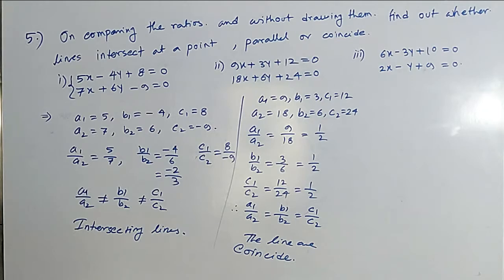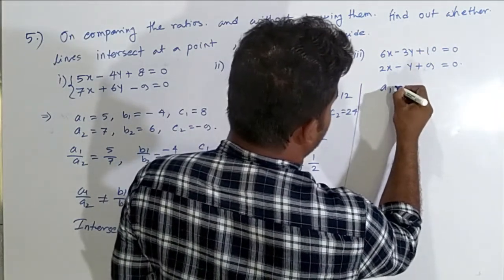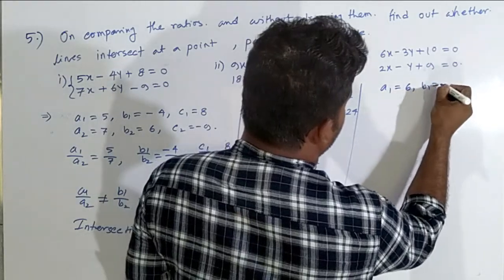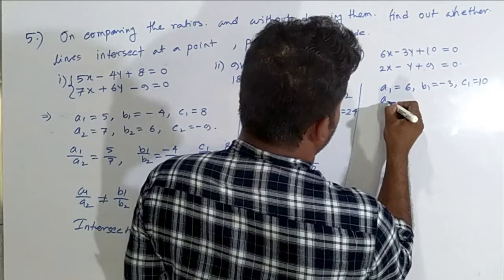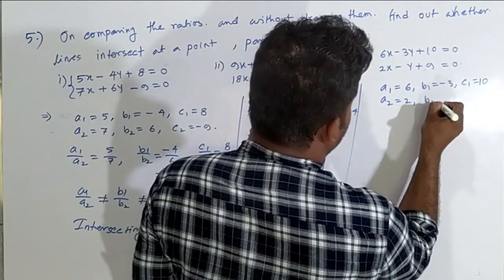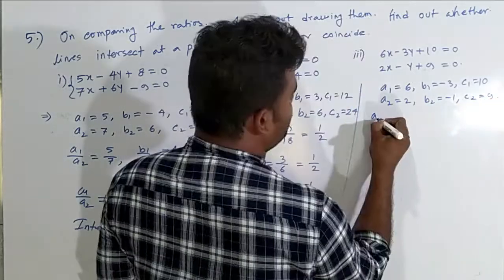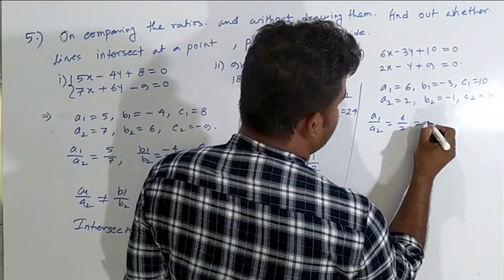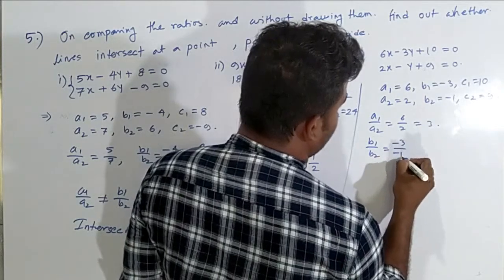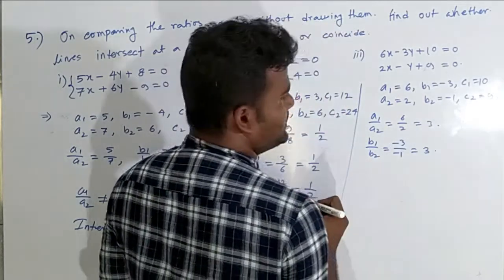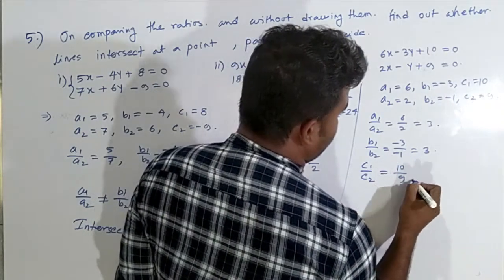Okay. Now we solve sum number 3. Similarly, comparing with the general equation, a1 equals 6, b1 equals minus 3, c1 equals 10, and a2 equals 2, b2 equals minus 1, c2 equals 9. Now find the ratios. 6 by 2, this is 3, b1 by b2 equals minus 3 by minus 1, that is also 3. Now c1 by c2 equals 10 by 9.